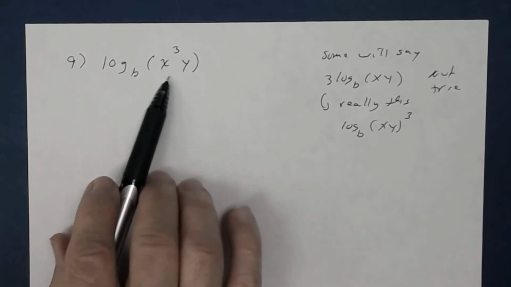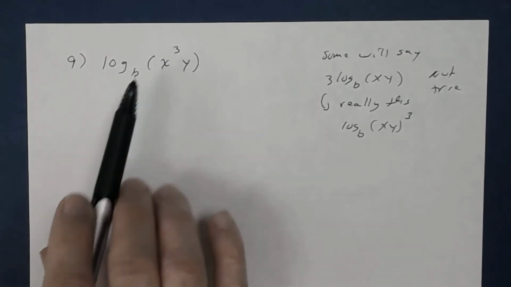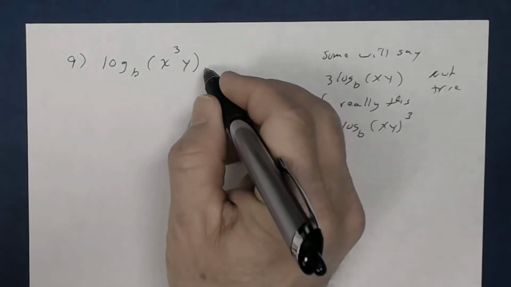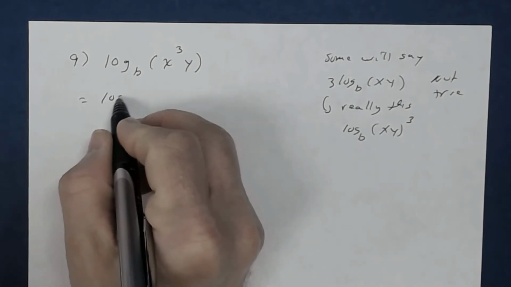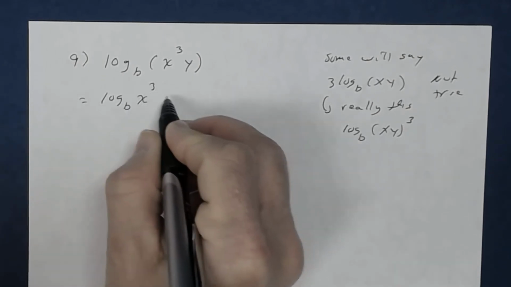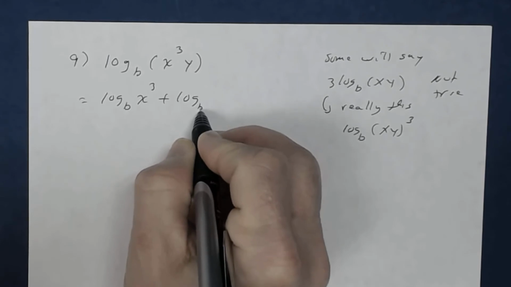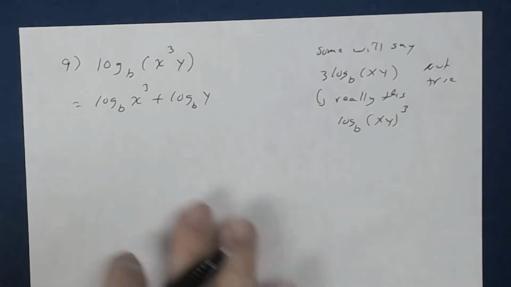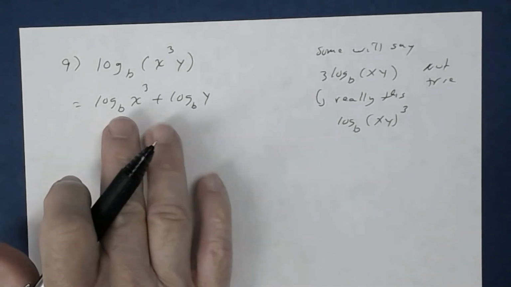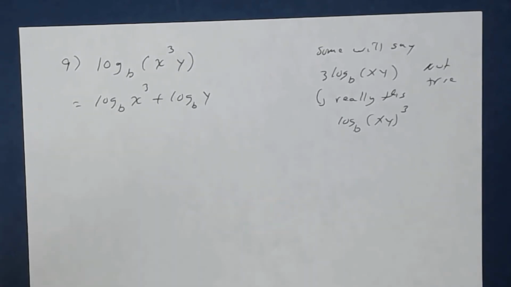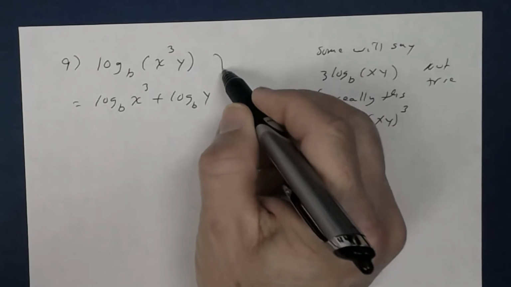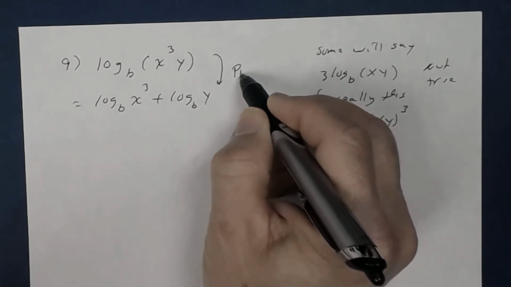You have to use what rule first? Product. So you use the product rule first. So that's going to be the log base b of x to the third plus the log base b of y. Now don't forget your base. Sometimes it's very easy to forget writing those bases, so make sure you do that. And now, remember going from here to here, I used the product rule.